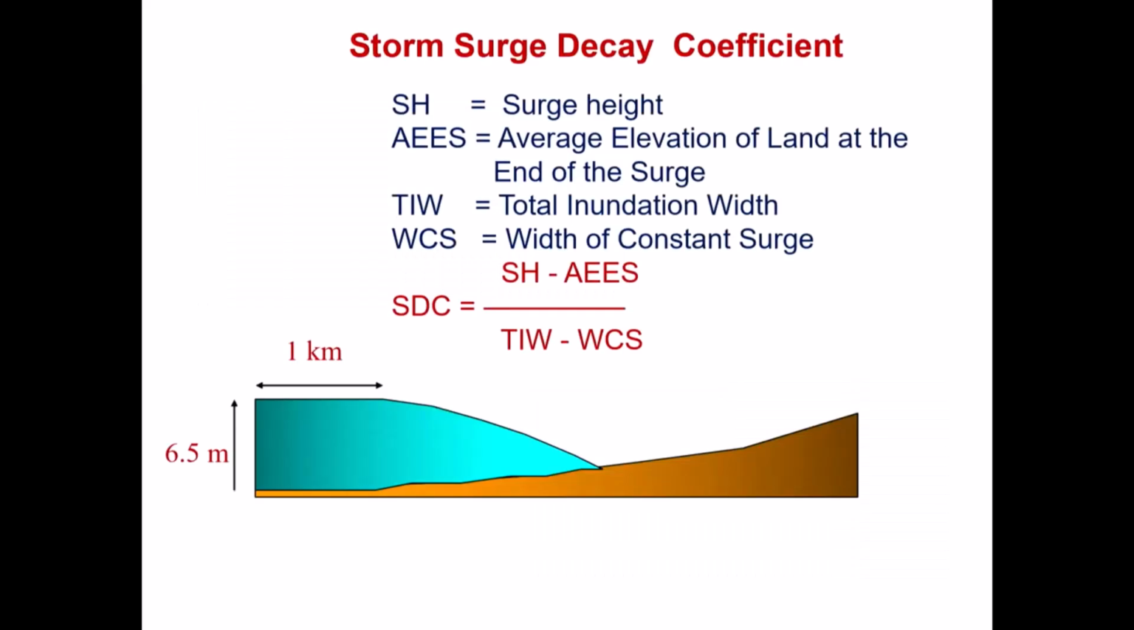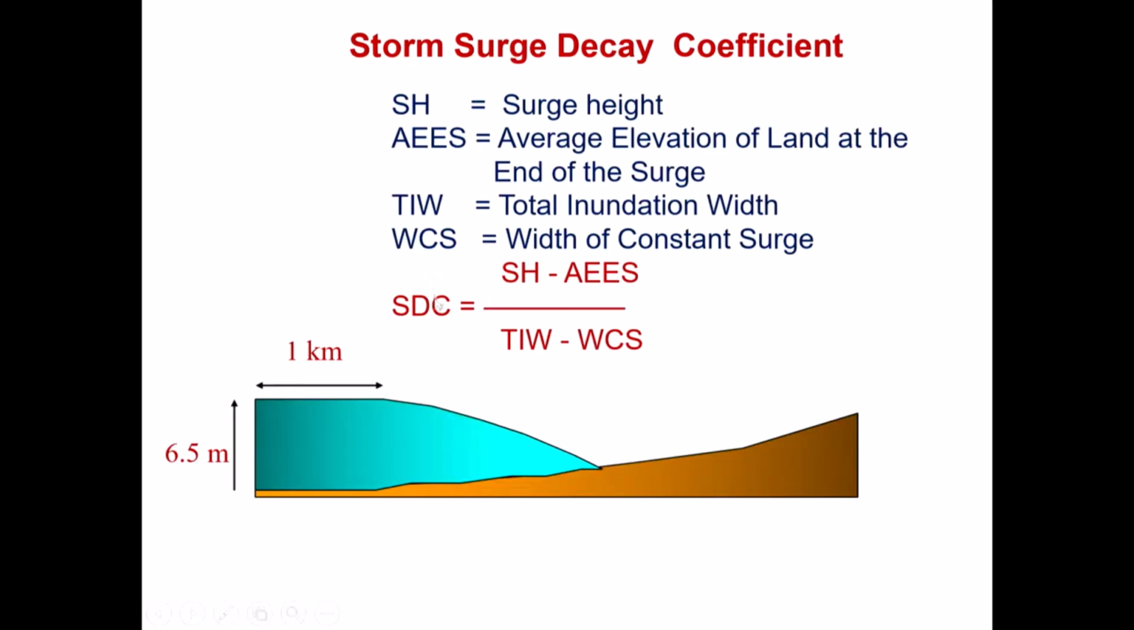This picture shows you the storm surge decay coefficient. When the surging water, say 6.5 meters of water, is entering the coastal region, up to 1 kilometer it will maintain that condition of 6.5 meters, and after that it will start decaying.